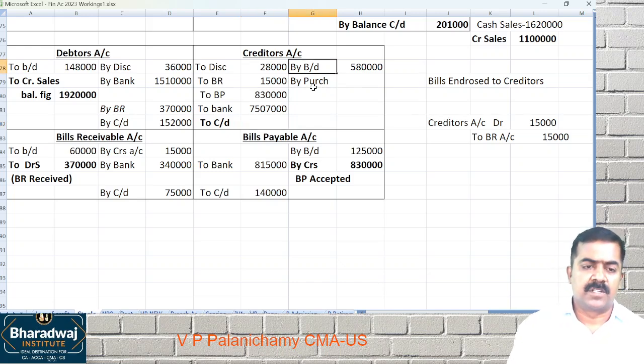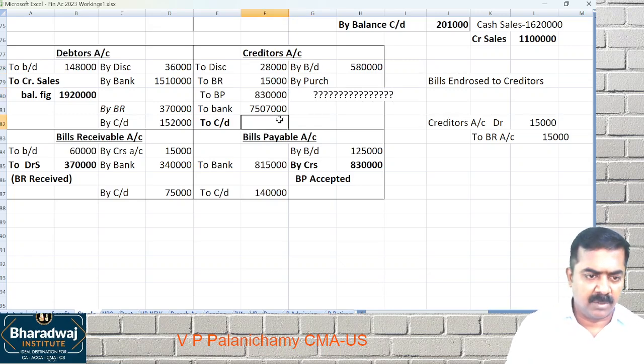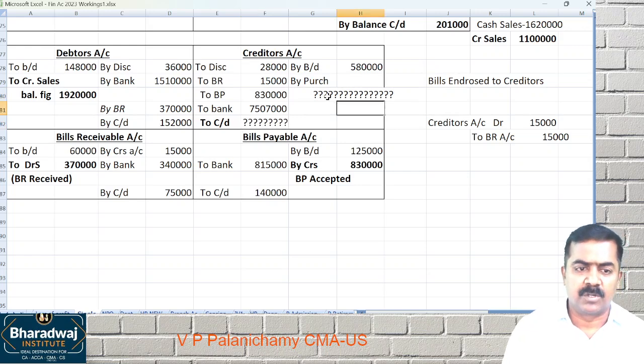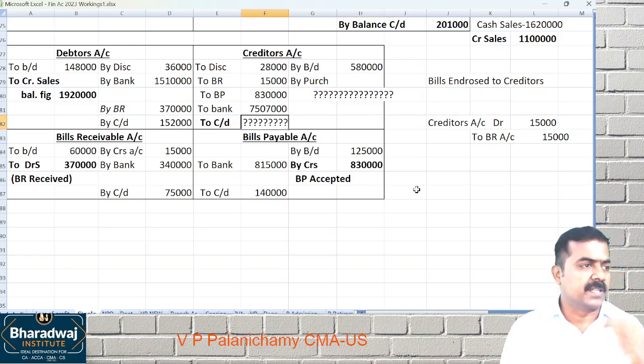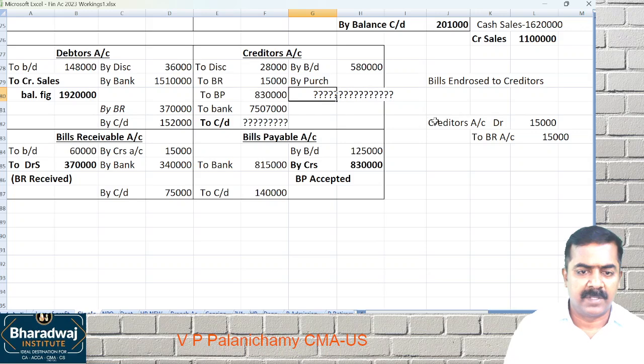If purchases are also not available, and the closing balance is also not available, we cannot work out both. We cannot work out purchases as well as the closing balance. What to do?